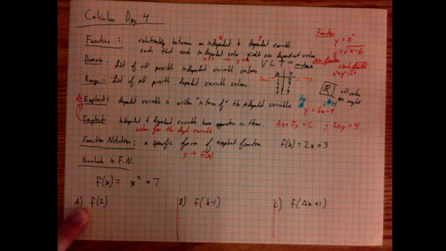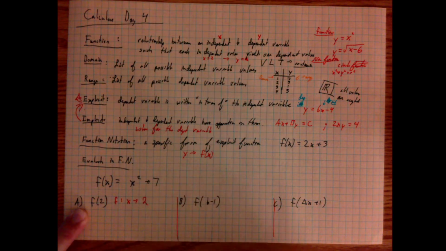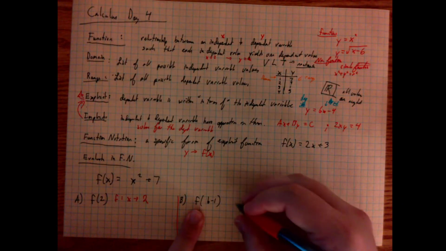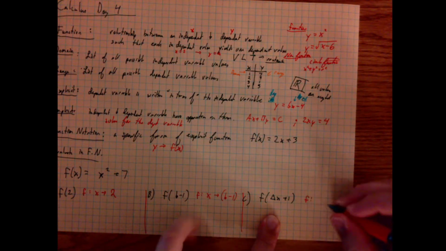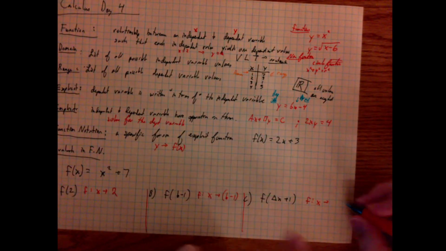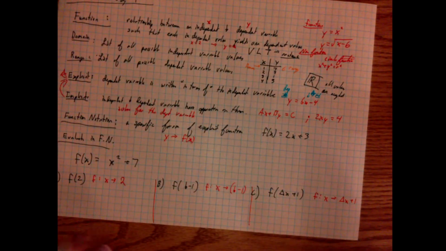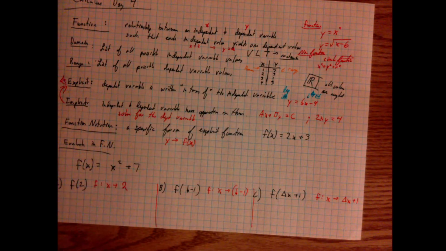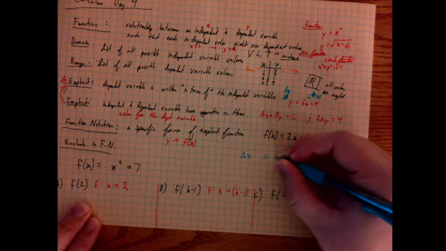What this means is, this is the function f, where every x has been replaced with a 2. This is the function f, such that every x has been replaced with b minus 1. This is the function f, where every x has been replaced with delta x plus 1. Now, if you've not seen a delta x before, I'll make that note here. Delta x is a variable.